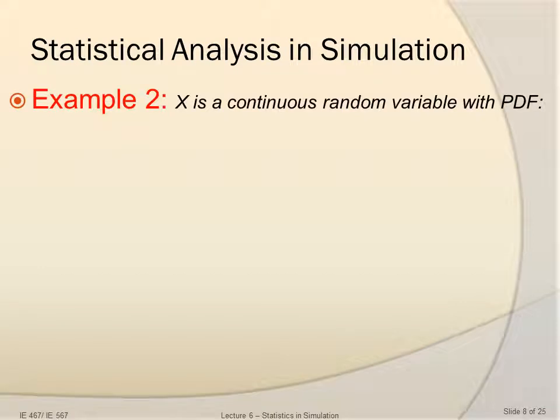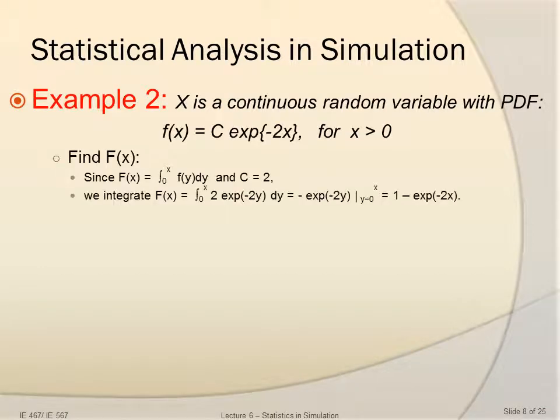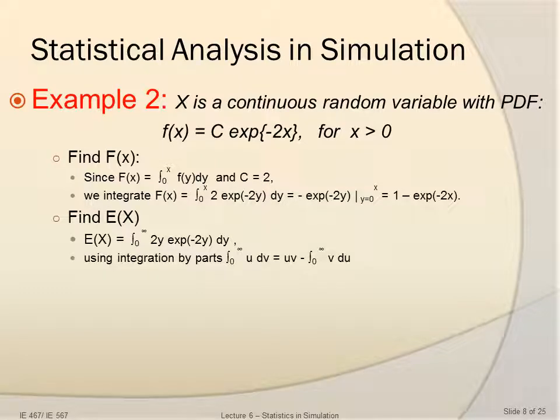So now in example 2, we also were able to find the F of x, and we now want to find the expectation of x. So the expectation of x would be the integral from 0 to infinity of 2y e to the negative 2y dy. And so notice, right, that we used the expectation formula here, but this is a little difficult in terms of the integral, so to solve this we need to use the integration by parts rule, which is given here, right?